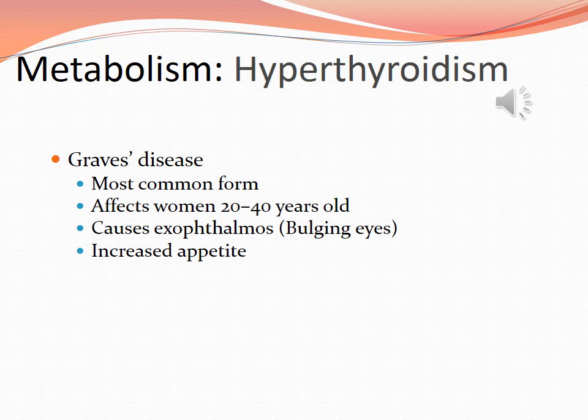The skin is flushed continuously, with the characteristic salmon color in Caucasians, and is likely to be warm, soft, and moist. A fine tremor of the hands may be observed, and patients exhibit exophthalmos, which is abnormal protrusion of one or both eyeballs, or as we call it, bulging eyes. Other manifestations include an increased appetite and dietary intake, weight loss, fatigability and weakness, amenorrhea, and changes in bowel function.